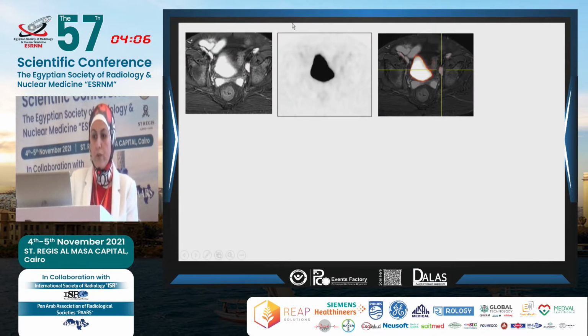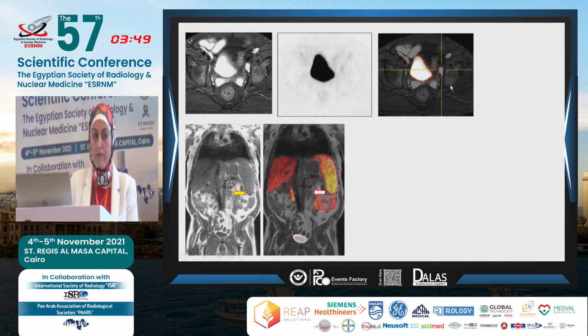What about the lymph nodes? This is a large lymph node located at the left hemipelvis. However, when we look at the PET imaging, there is no uptake at all at this lymph node. And this is the fused image showing completely negative lymph node uptake, although the lymph node is relatively large. Also, there are multiple left para-aortic lymph nodes, morphologically suspicious for being metastatic. However, on the fused image, they are completely negative.